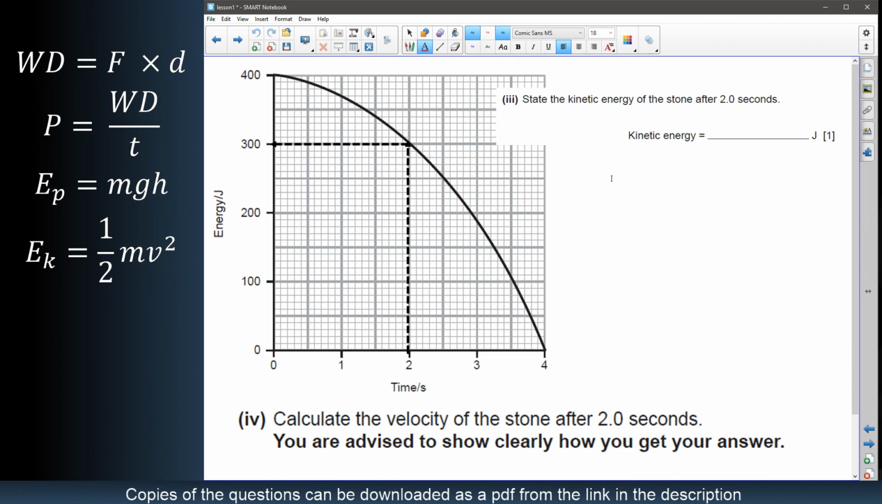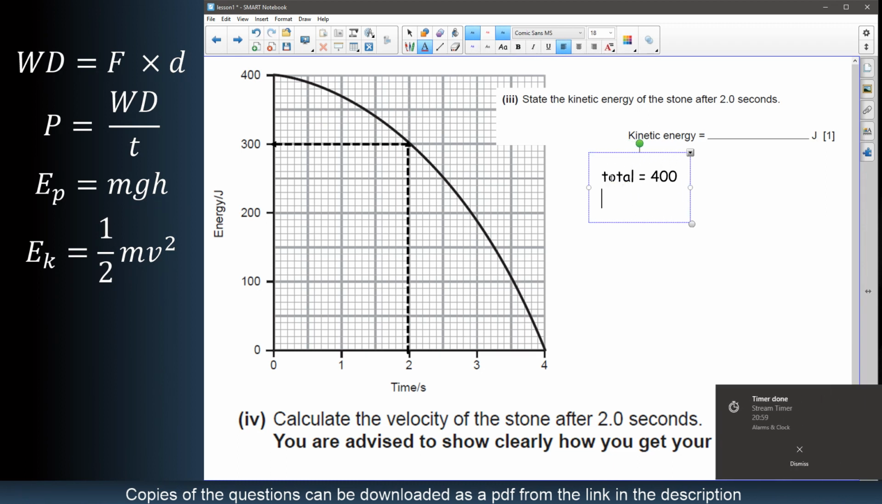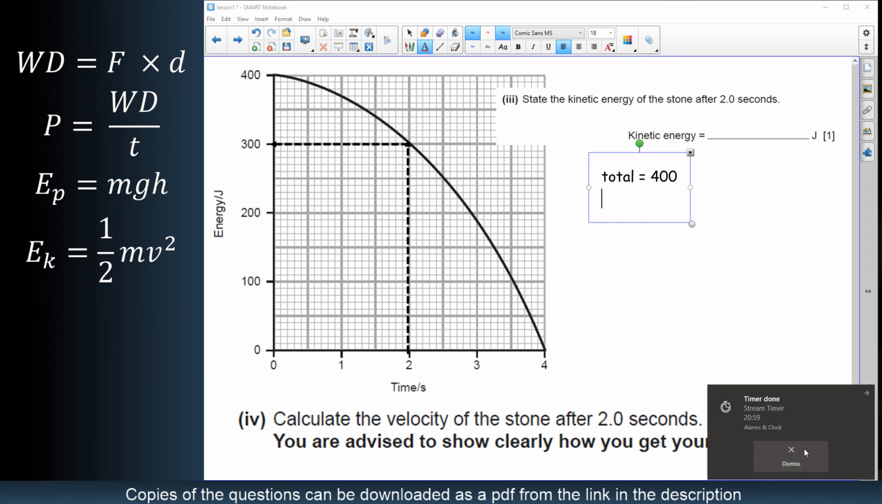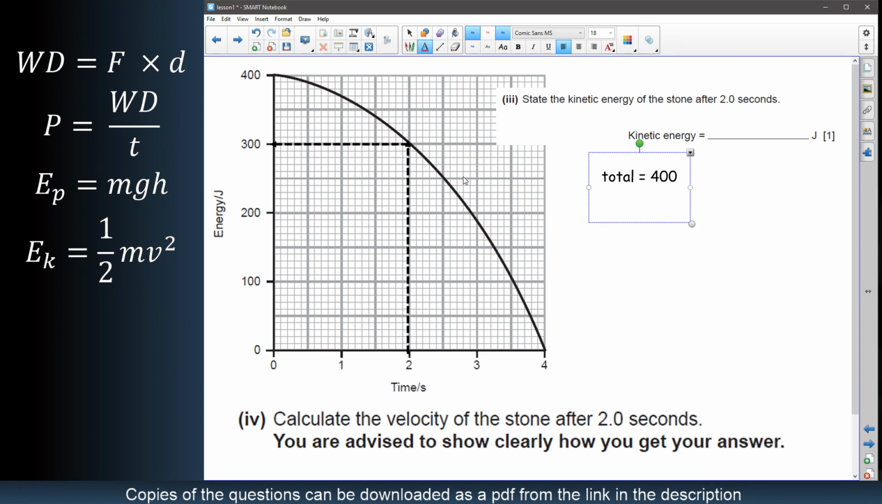Okay, so my total was equal to 400. Oh, my timer's up. Just reminded me of that. So my total was 400. My potential energy, or EP, is equal to 300. So reasonably logically then, the rest of it has to be kinetic, so EK has to equal the remainder. So it's a simple takeaway. It's just 100, and it's worth 1 mark.